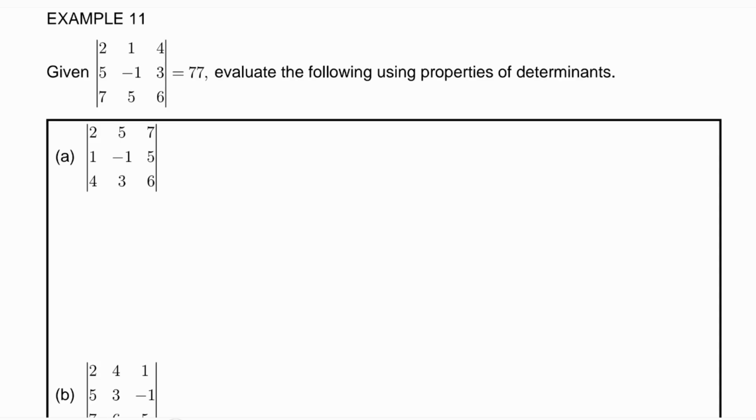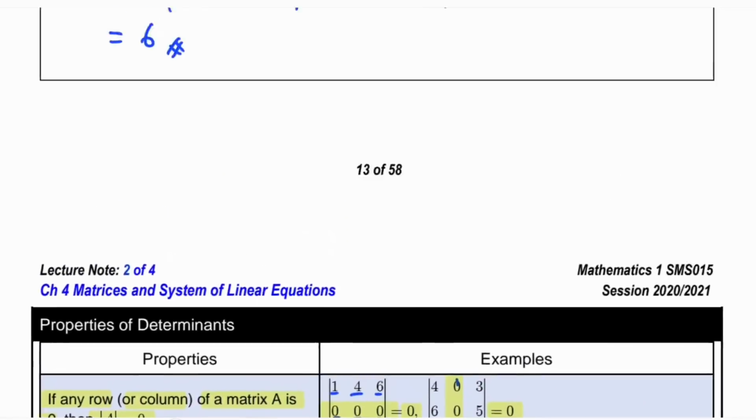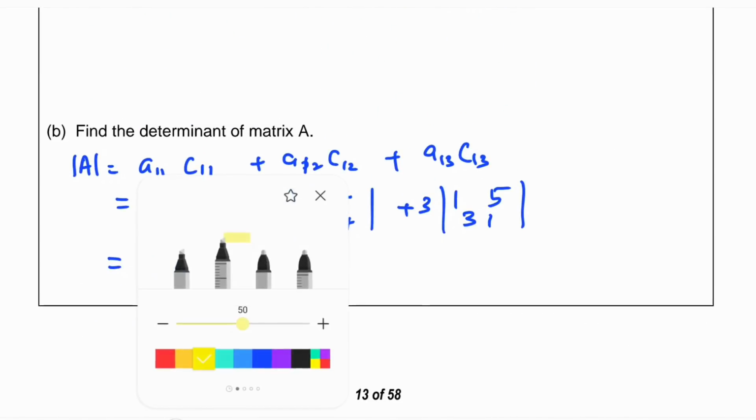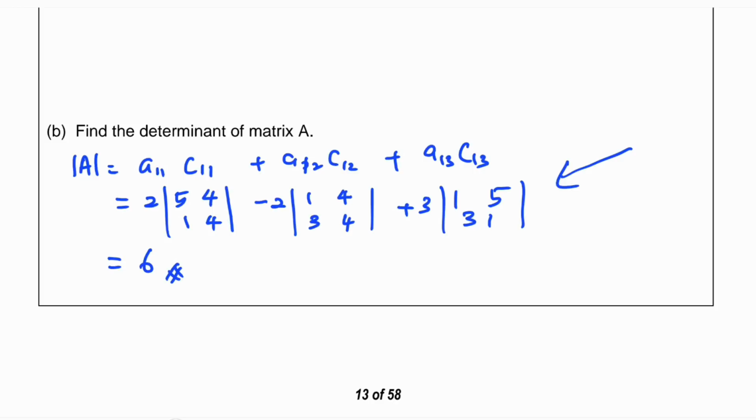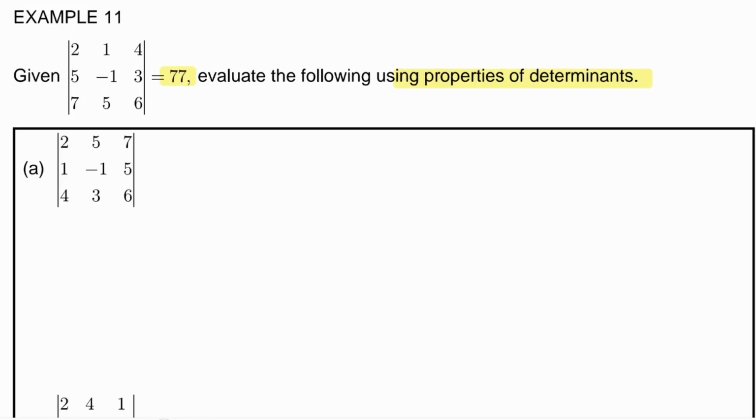So we will discuss example 11. In example 11, you are given a matrix with its determinant, which is 77. Evaluate the following using the properties. The question itself already states that you need to use the properties of determinant, so you cannot use the manual method. You cannot manually calculate the determinant. You have to use the properties. So how are you going to do that?